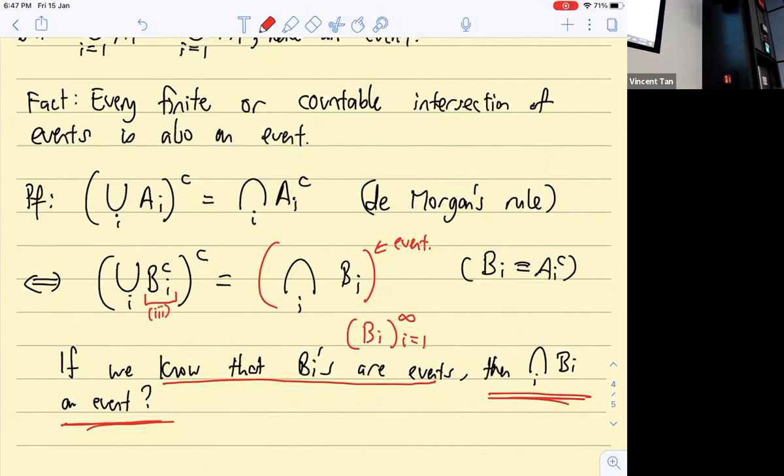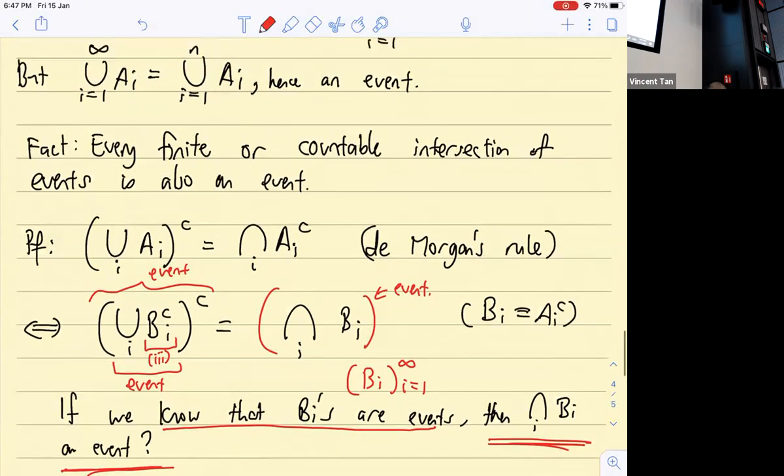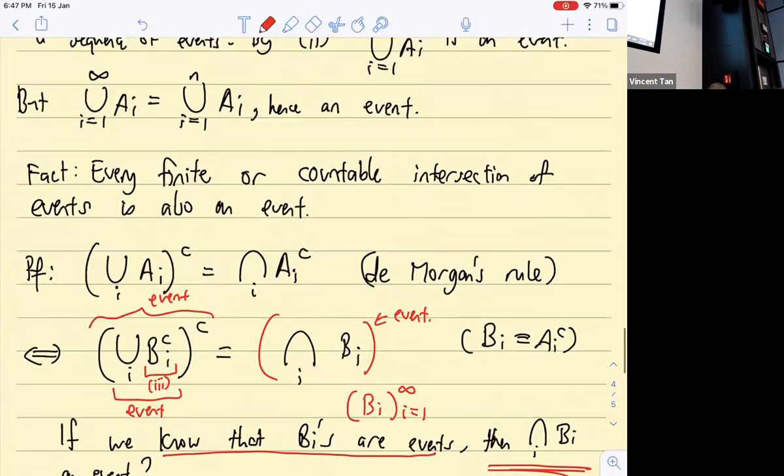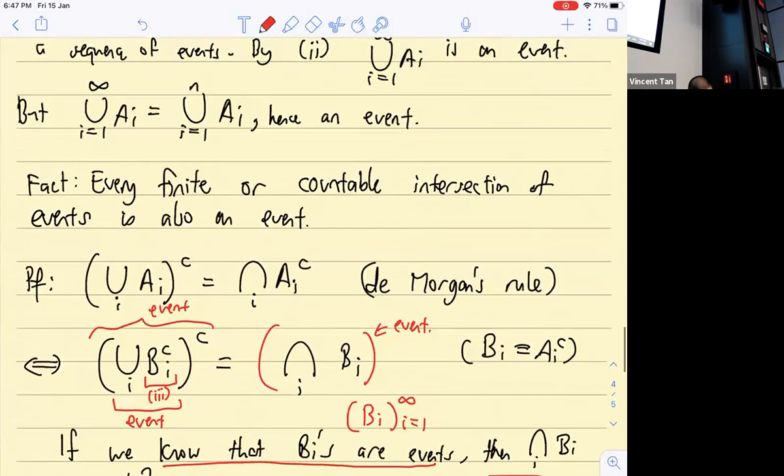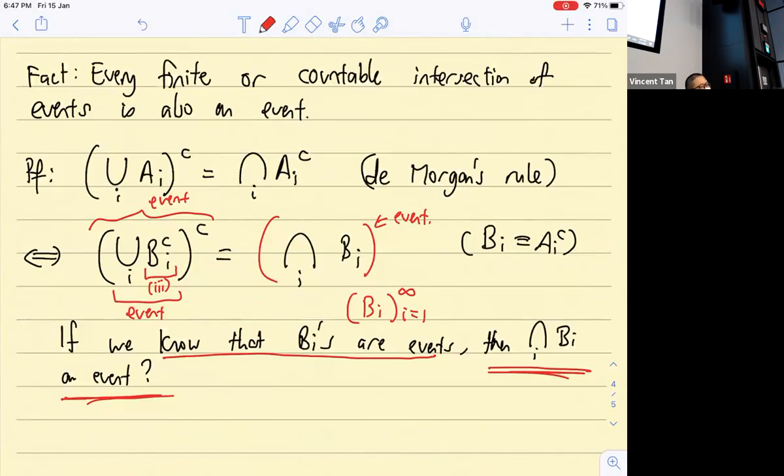Okay. Union, countably infinite union or finite union is an event. So this is also an event. All right. But complementation, again, preserves the fact that it is an event. So the left-hand side is an event. So the right-hand side is also an event. And we are done. Okay, so we go systematically. Can you see? Any questions?